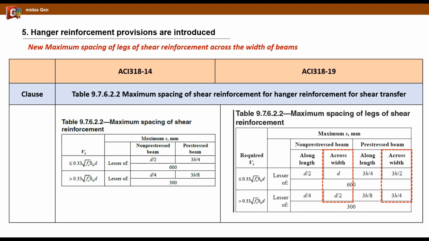Number 5. Hanger reinforcement provisions are introduced. Table 9.7.6.2.2 introduces new maximum spacing of legs of shear reinforcement criteria across the width of beams. Also, a new figure is added to the commentary titled Figure R9.7.6.2.1, Hanger reinforcement for shear transfer. This change improves shear behavior of wide beams that require stirrups by providing multiple stirrup legs. This new criterion affects the determination of the number of legs across the width of wide beams in design.